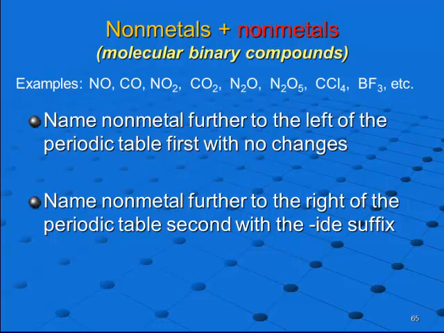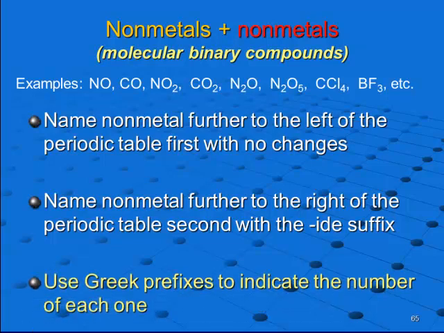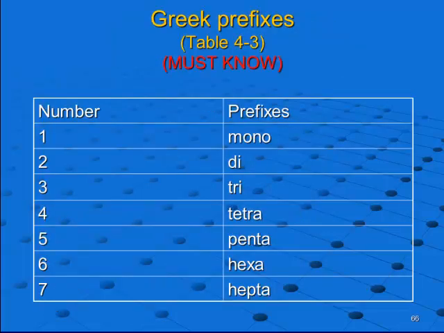Now, because the ratios can be any crazy ratio, there's just a variety of ratios that are possible, we have to actually put those ratios in the name as well. And to do that, we use Greek prefixes to indicate the number of each one. So you're going to have to know these Greek prefixes. Mono, di, tri, tetra, penta. You won't go this high, but hexa and hepta. These are the Greek prefixes that are used to specify the numbers.